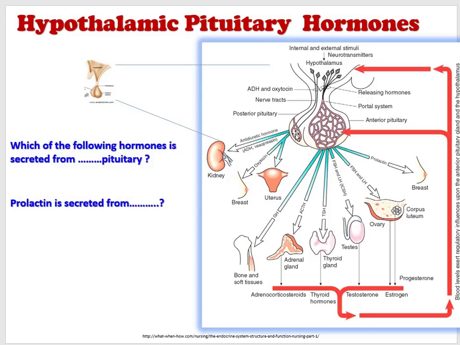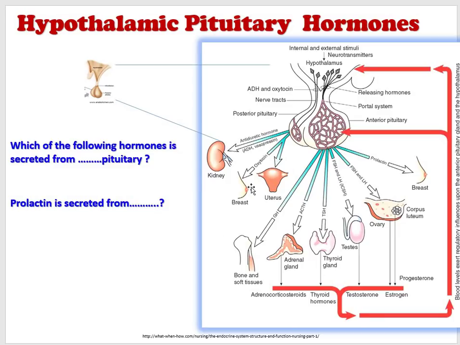So for example, the posterior pituitary is releasing ADH and oxytocin, and the anterior pituitary is releasing all these hormones which are targeting all these organs and then mediating these effects. And then definitely what this is telling is that this is a feedback control. So in the PBL, I think you guys did a great job. You recognized it correctly.